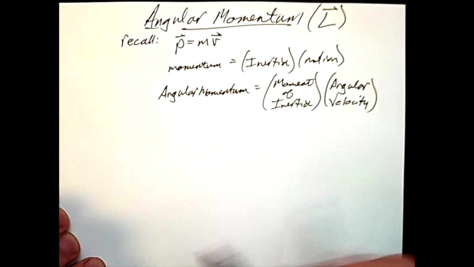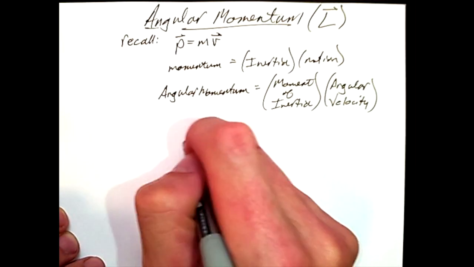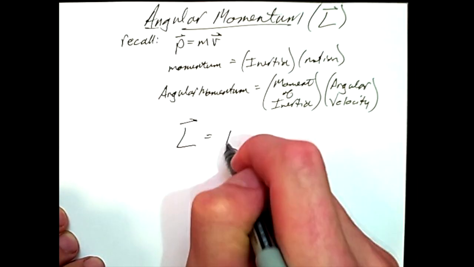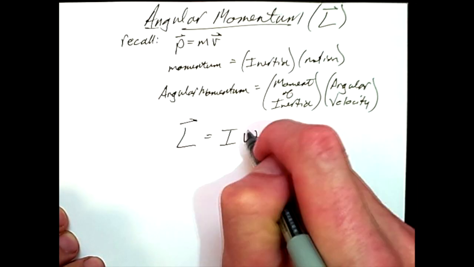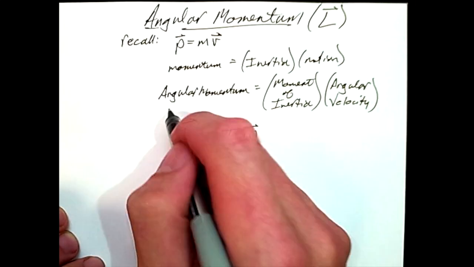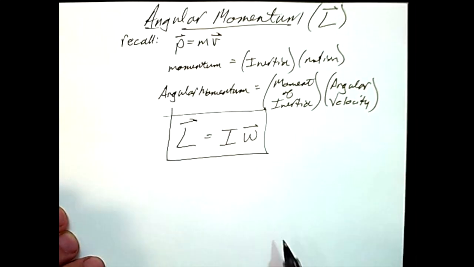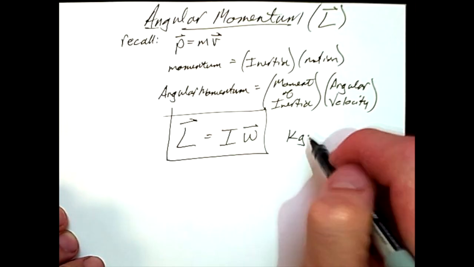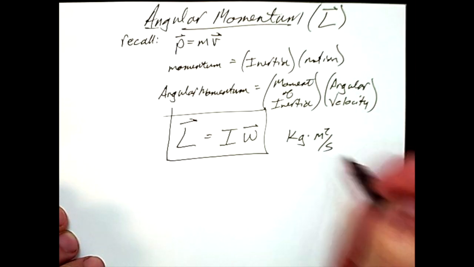I took pains to write it all out in words, but of course you can write that very easily as L as a vector is equal to I times omega as a vector. And the angular momentum would be dependent on the direction of spin of the angular velocity. This would be measured in kilograms times meters squared divided by seconds as units.